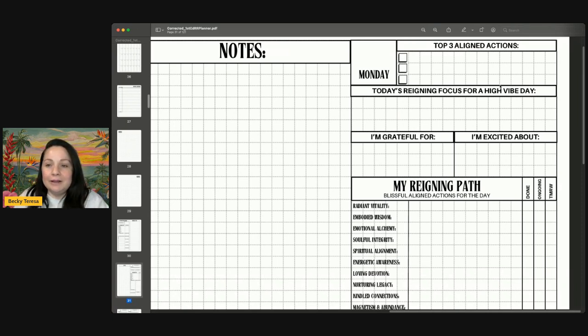So here's your top 3 aligned actions for the day. So very similar to the top 3 alignments that we did for the week. These are going to be for this specific day. And then today's reigning focus for a high vibe day. So what's going to be your focus?